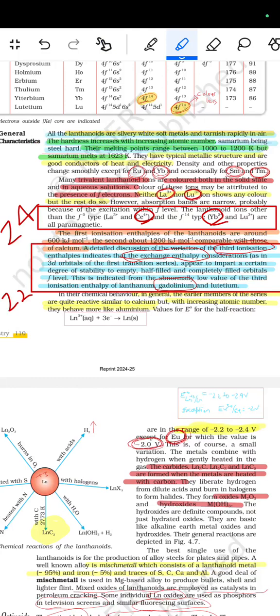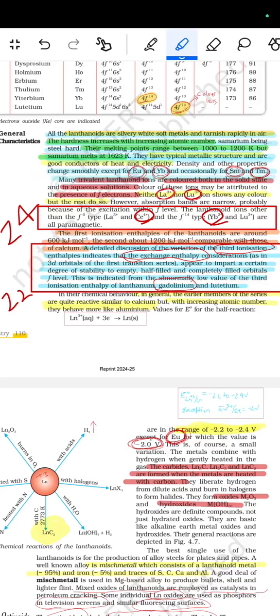The melting points range between 1000 to 1200 Kelvin, but samarium melts at 1200 Kelvin. They have typical metallic structure and are good conductors of heat and electricity. Density, another property, changes smoothly except for Eu and Yb, and occasionally for Sm and Tm.